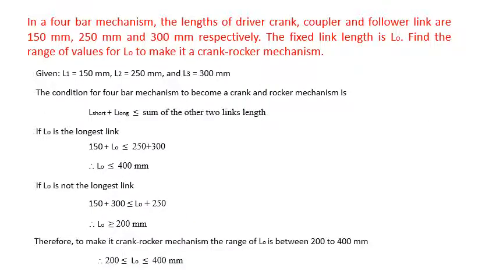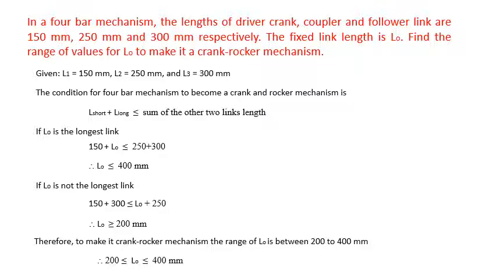So the next problem, in a 4-bar mechanism, the lengths of driver crank, coupler and follower links are 150 mm, 250 mm and 300 mm respectively. The fixed link length is L0. Find the range of values for L0 to make it a crank rocker mechanism.